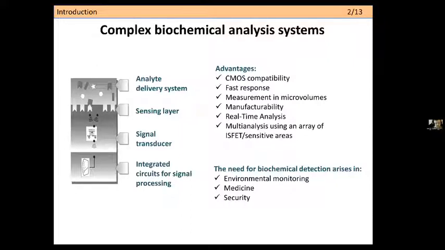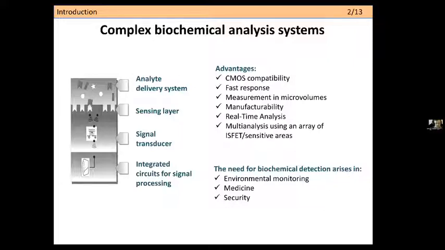Next, we have a sensing layer, the point of which is to interact with the molecule of interest in such a way that it can be picked up by a signal transducer and then turned into an electric signal. This sensing layer can be many things, such as DNA, aptamers, whole cells, and so on. Then we have a signal transducer, which converts this interaction to an electrical signal. And then this signal is passed down to integrated circuits for processing.